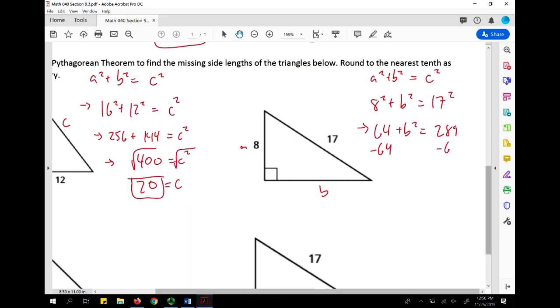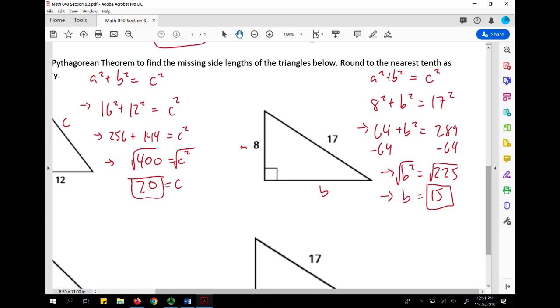All right, and then what would you do to solve this? Well, you would subtract, right? So you'd be left with b squared equals 289 minus 64, which is 225. And then the square root of both sides, so it looks like b would be 15. 225 happens to have a perfect square root. The difference here is that if you have the two side lengths, you add their squares together and then take the square root. If you're missing a side length but you have the hypotenuse, you subtract the squares from each other and then you take the square root.